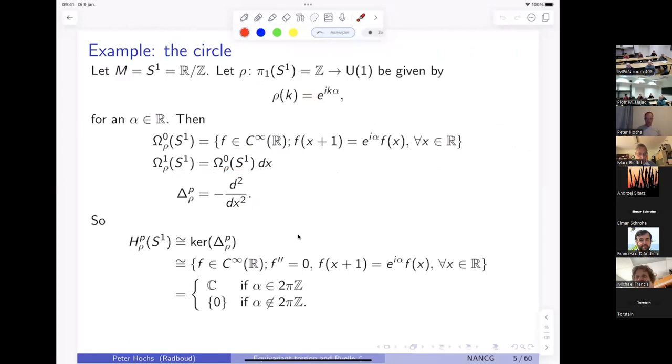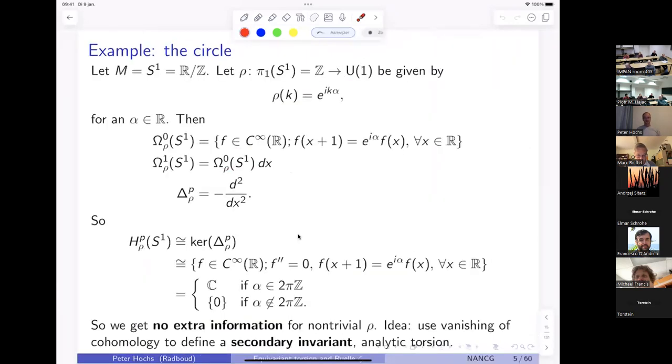The kernel of the Laplacian, so that means we look at functions with second derivative zero and this transformation property. Well, if this factor here is trivial, it's just one, then we just get the constant functions. So if alpha is in 2πZ, so this is one, then we just get constant functions. But if alpha is not in 2πZ, if this is not a trivial representation, we just get zero. So if the hope was to get more invariance, then we failed. If we include non-trivial rho, we just get zero, which could be disappointing.